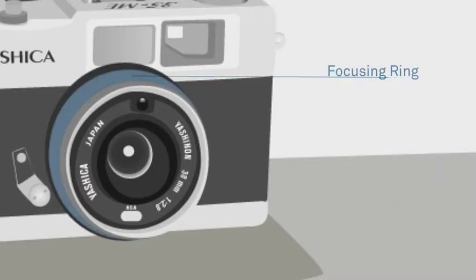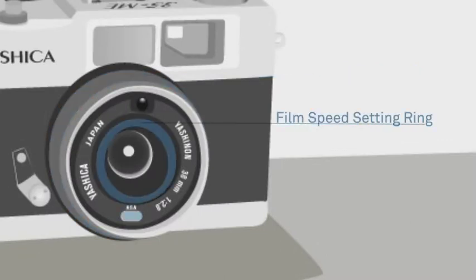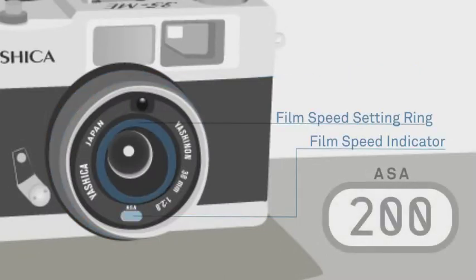The focusing ring is used when shooting manually. By turning the ring, objects move into focus for sharper photos. The film speed is the measure of the film's sensitivity to light. The indicator window shows the speed of the film using the ASA index.